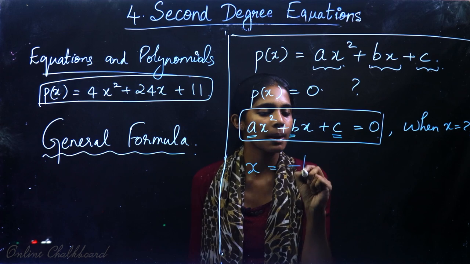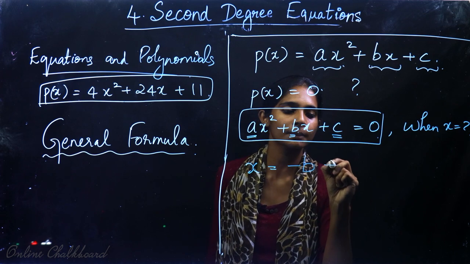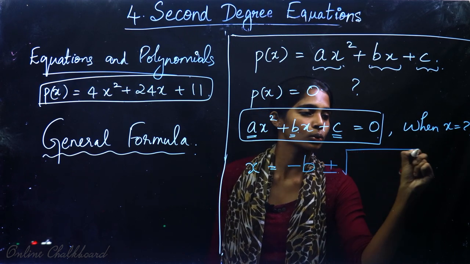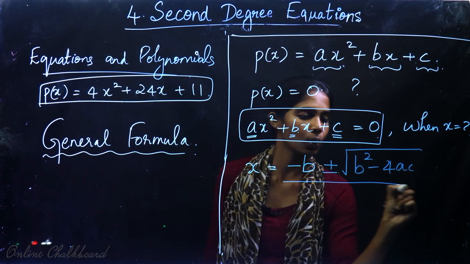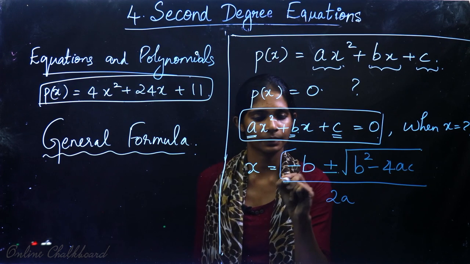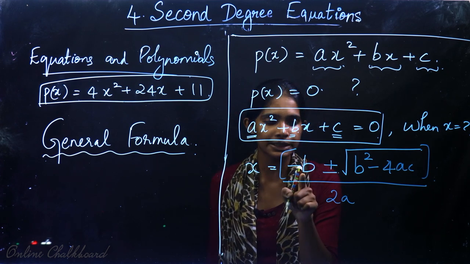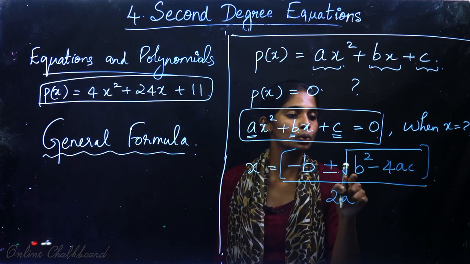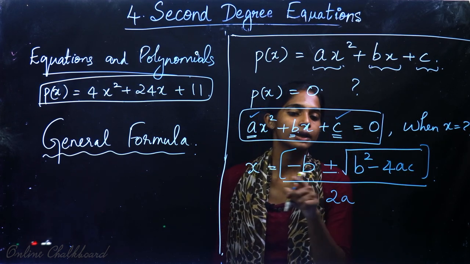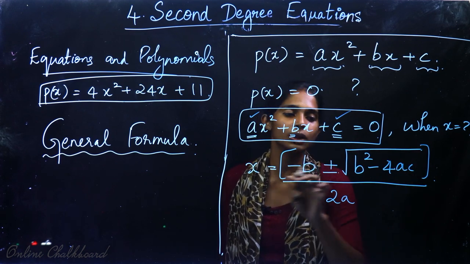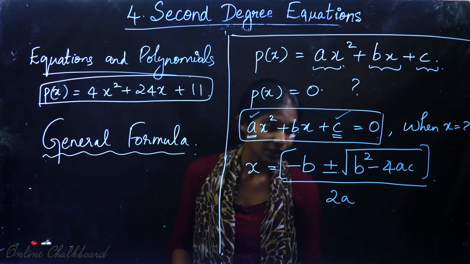Okay, x is equal to minus b plus or minus root of b square minus 4ac, the whole divided by 2a. So, everyone note the formula: x is equal to minus b plus or minus root of b square minus 4ac, where a and c are already given. Then that full sum we find, the whole divided by 2a, 2 into a. So this is our general formula.